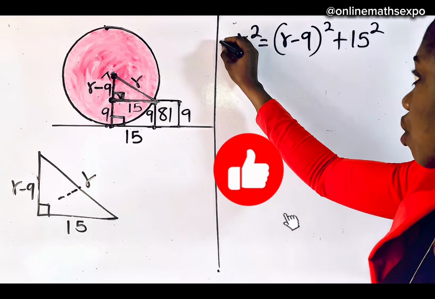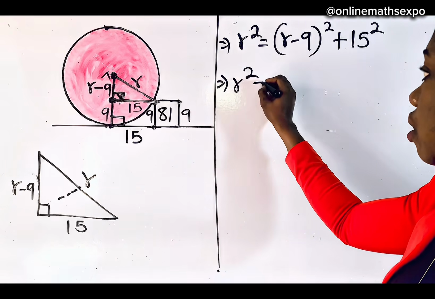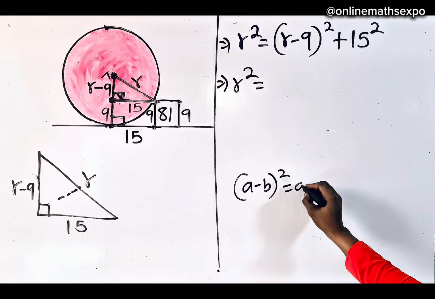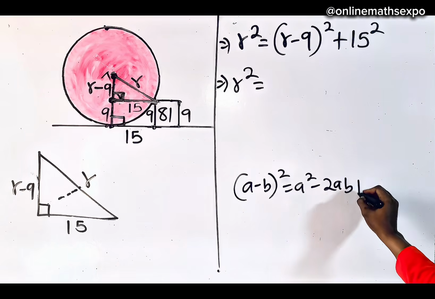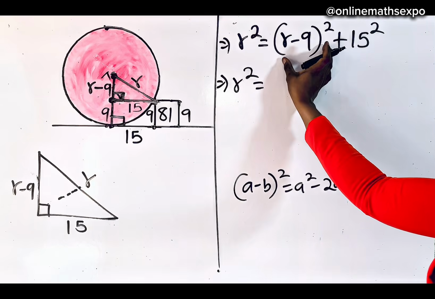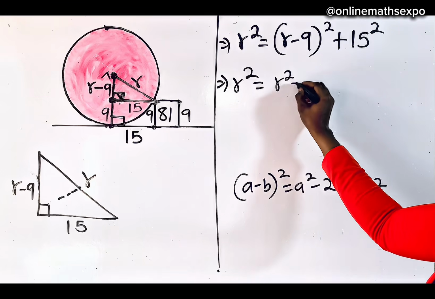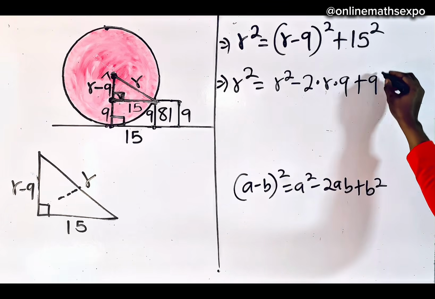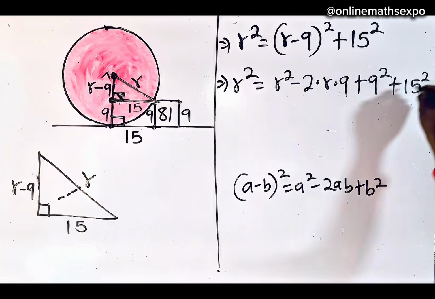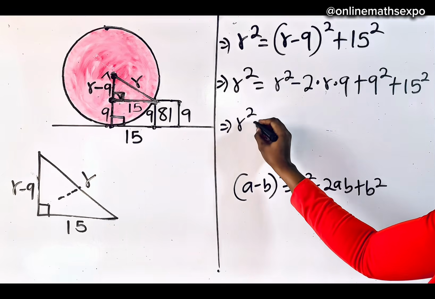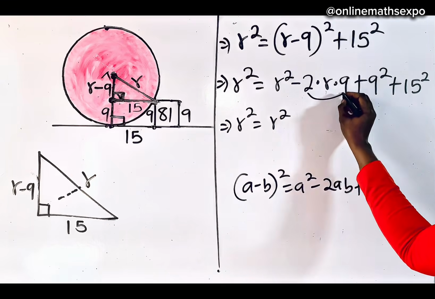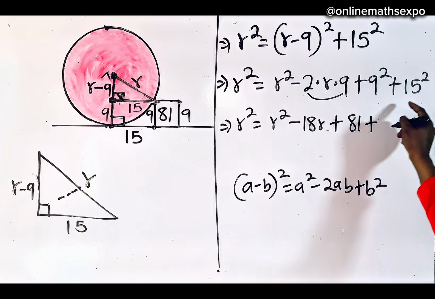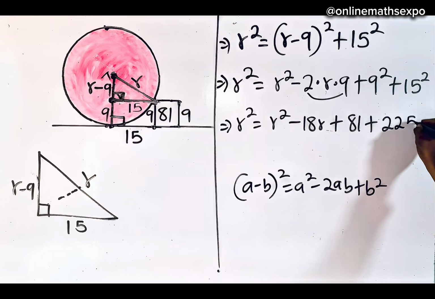So if you keep solving, we now have r squared. To expand this, just remember for every a minus b squared is a squared minus 2ab plus b squared. So if you apply it here, we have r squared minus 2 times r times 9, then plus 9 squared, plus 15 squared. So keep solving. We have r squared, multiply this, it gives negative 18r. This gives us 81, and this gives us 225.